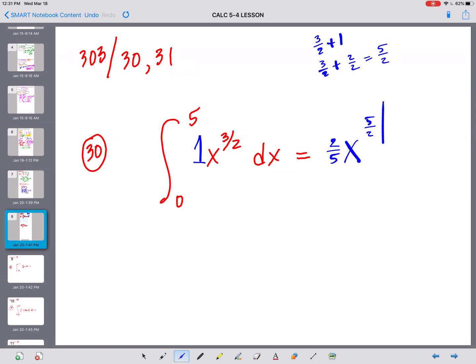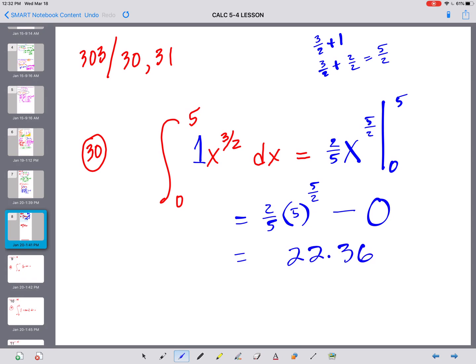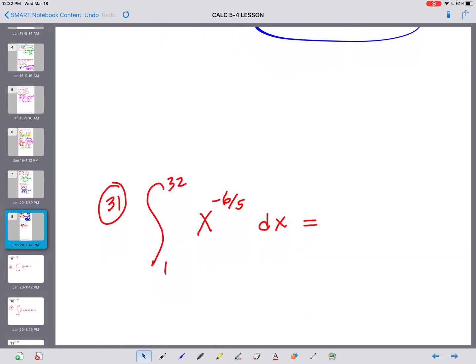That's the antiderivative. We put the evaluation bar, 0 to 5. Plug the 5 in first: 2/5 times 5 raised to the 5/2 power minus, hey, when you plug 0 in there, you just get a big 0. Do that in your calculator. We've got 5 raised to the 2.5 power, and then multiply it by 2/5. There's our answer, 22.36.